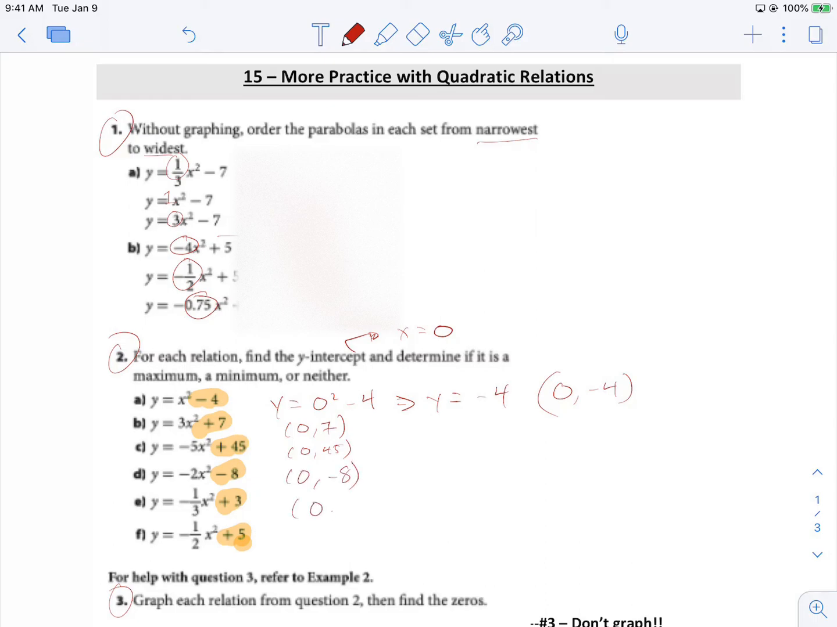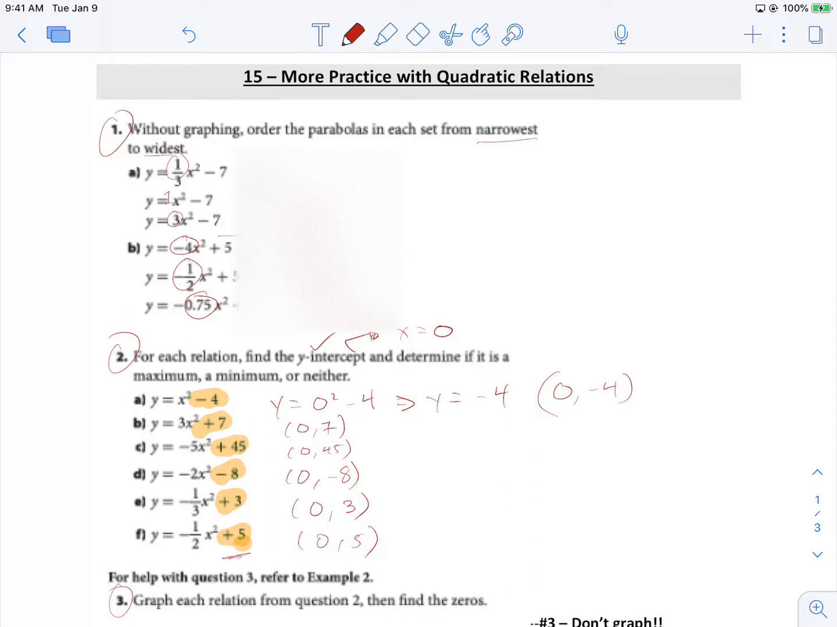Why? Because it doesn't have any x's involved. So if your x gets sent to 0, everything with an x is going to disappear. But this doesn't have an x involved, so it's not affected when you put x equals 0 in. So we have our y-intercepts done. Now let's look at whether it's a max, a min, or neither.